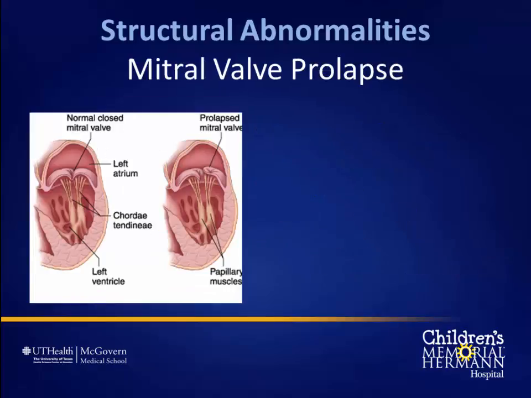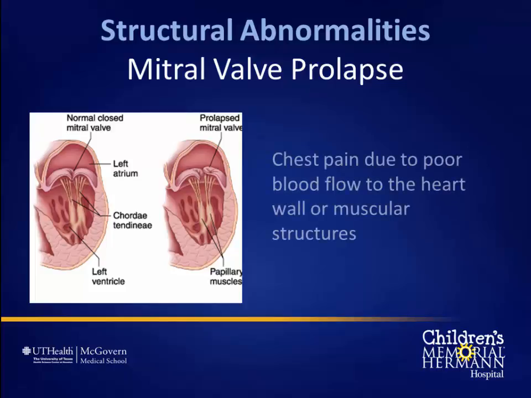The next structural abnormality I'm going to talk about is mitral valve prolapse. This is when the mitral valve collapses back into the left atrium when the ventricle squeezes. It's associated with connective tissue conditions like Marfan syndrome, but it can occur on its own. The chest pain is because there's poor blood flow to the heart wall or muscle structures. There's no specific treatment for this prolapse if it's mild, but sometimes surgery may be required if it is severe, and it is diagnosed on echocardiogram.